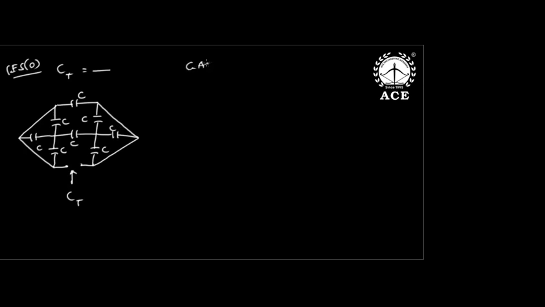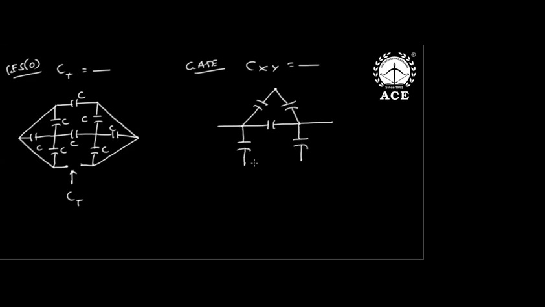Okay, and this is a GATE bit. Wonderful GATE bit. What is CXY? This is X and this is Y, and this is 0 volts. CC, CC, CC. This is CS, this is CS. Chalo, I need CXY. Quick, everybody, 1 minute now, 1 minute, quick.